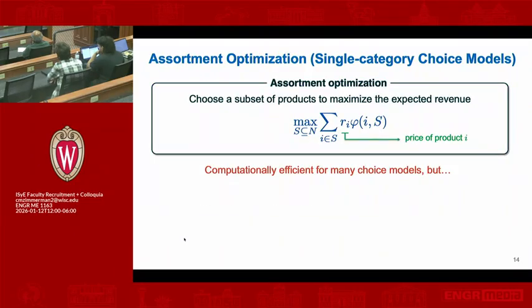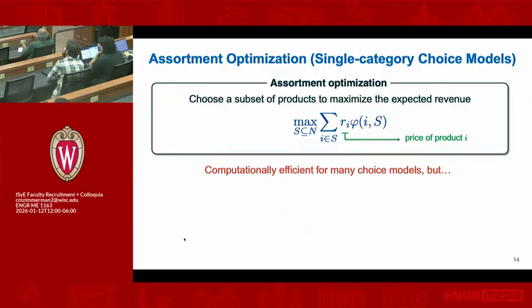So given those single category choice models, the assortment optimization problem is to select a subset of products to maximize the total expected revenue. And here, our decision variable is a subset S, and N is the ground set. The expected revenue is given by the summation of the price of each product r_i multiplied by the choice probability. For many single category choice models, the assortment optimization problem is efficiently solvable.